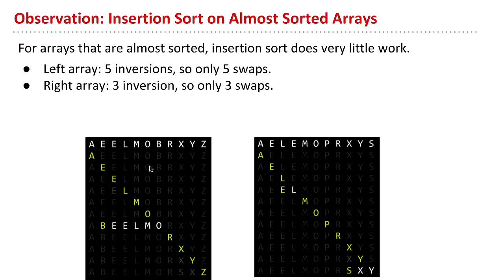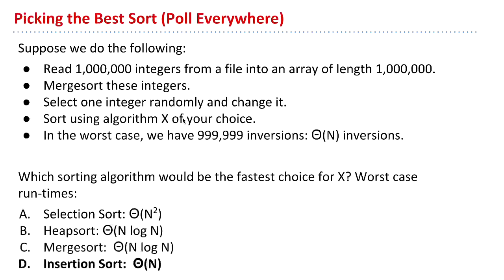How about merge sort? What's merge sort going to do? Well, it's going to cut the array in half and then sort each half and then yada, yada, yada. But ultimately, its runtime is going to be n log n. It's going to do a bunch of work. And then heap sort, well, heap sort's going to totally ruin everything and then fix it again. And that's also not going to be too good. Okay? So insertion sort turns out is the best answer.